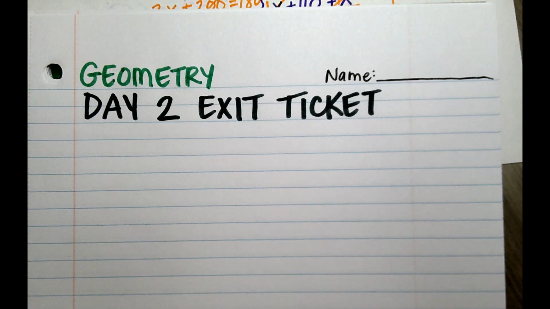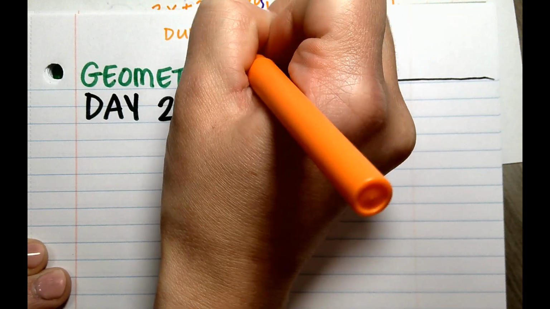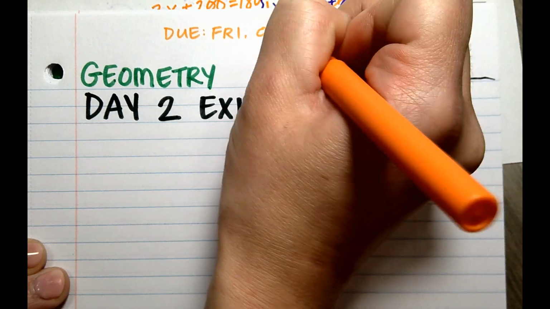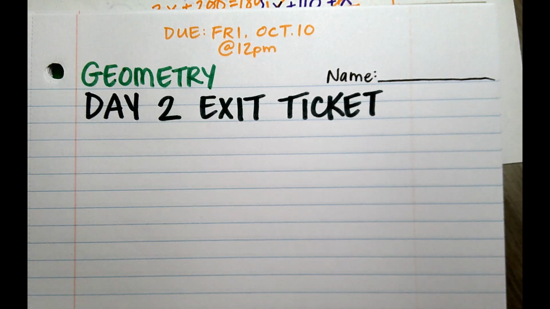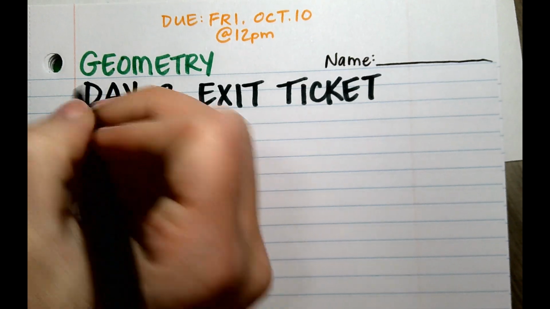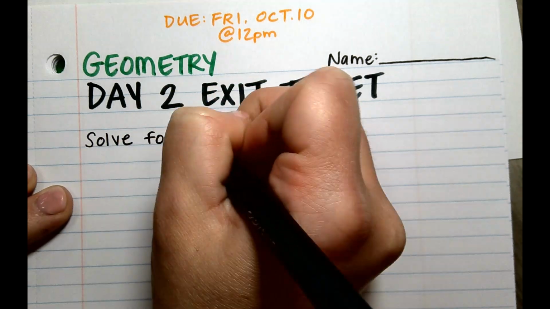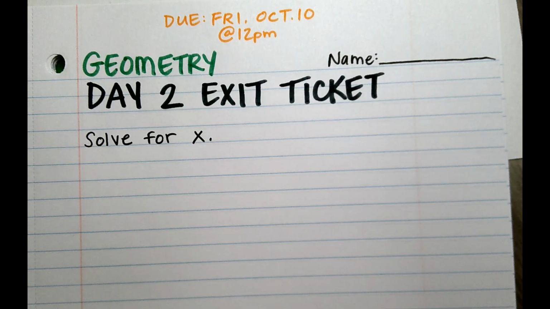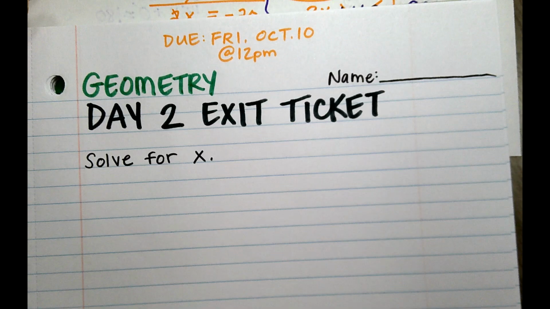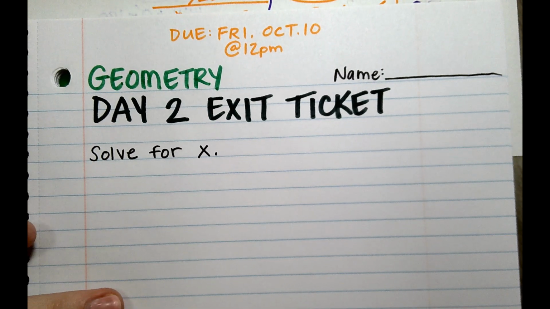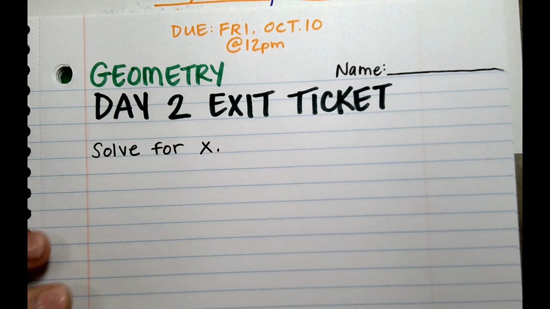And this exit ticket is due Friday, this Friday. That's October 10th at 12 p.m. Okay. And for your exit ticket, I want you to solve for x. And I am going to use a problem from this worksheet that I didn't give you the answer to. Let's do number 7. So I'm going to draw it.